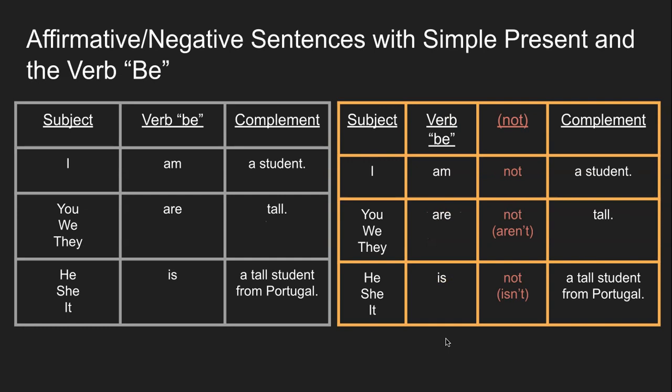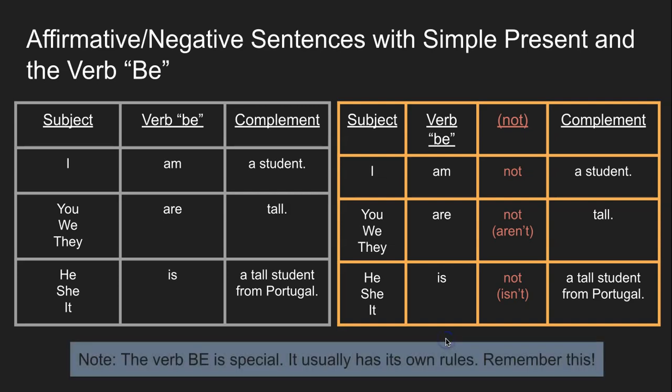Now, let's look at the verb be. The verb be is very, very different. Actually, it's important to note that the verb be is special. It usually has its own rules. It's important to remember this information. This is why the verb be is very different in the simple present tense. We don't use the same verb and only add an S for he, she, and it. Actually, the verb be changes.